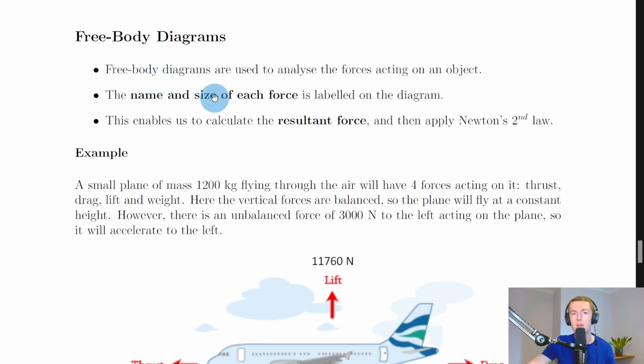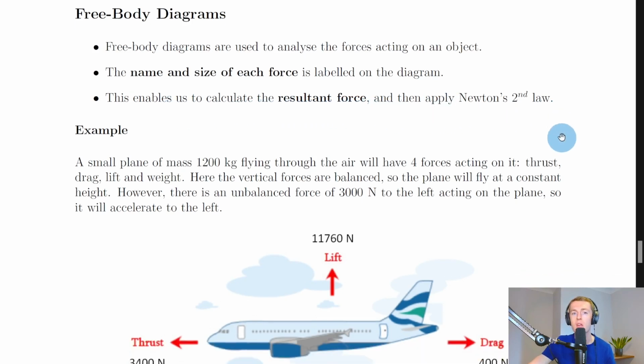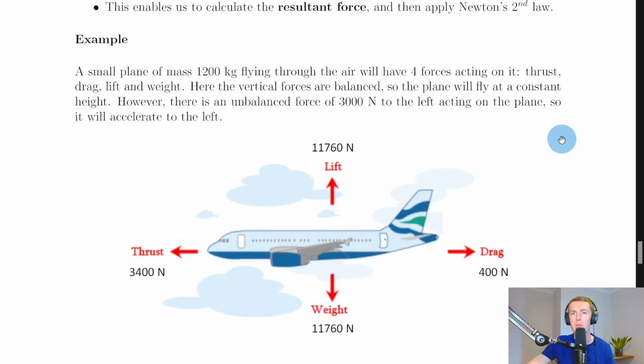Well, it says that free body diagrams are used to analyse the forces acting on an object. The name and size of each force is labelled on the diagram. This enables us to calculate the resultant force and then apply Newton's second law. So let's look at a simple example to help you understand this.